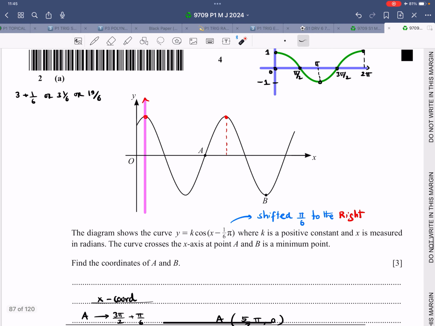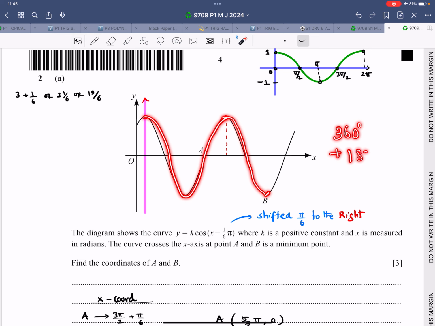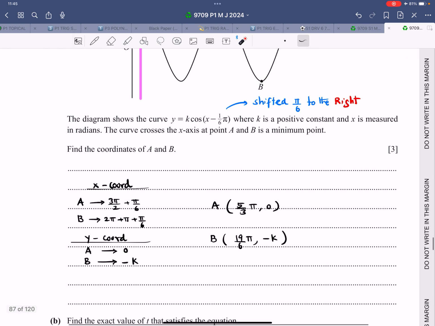What about B? So this is like one cycle. This is like half a cycle more. So basically 360 degrees plus 180 degrees, which is 540 degrees. This is in degrees. But what about the radians? In radians, this is 2 pi, that's one cycle, plus pi, that's half a cycle, plus pi by 6 for the shift. This comes out to be 19 over 6 pi.